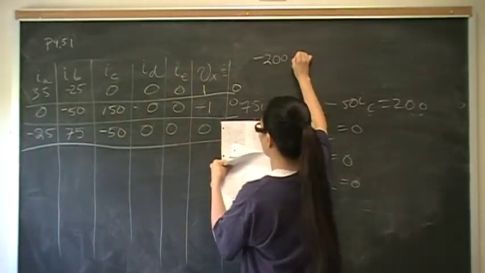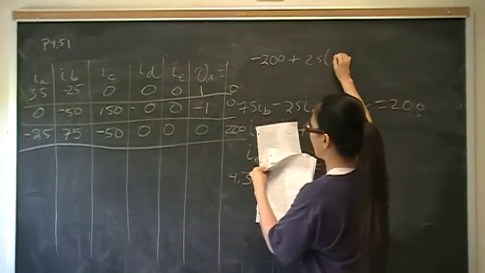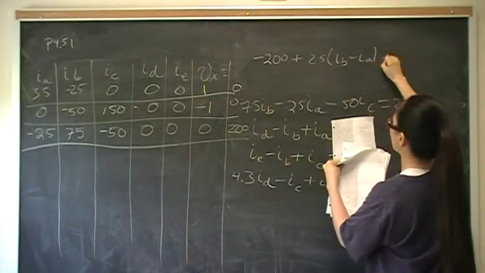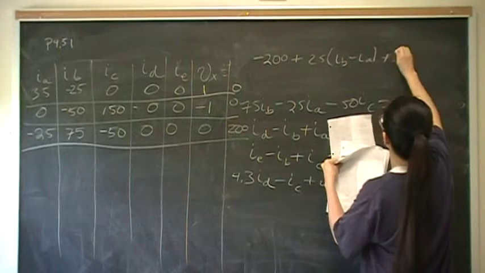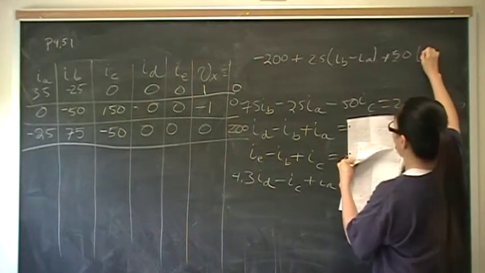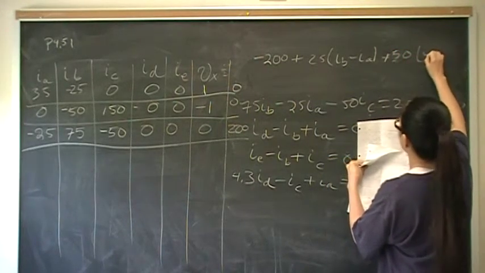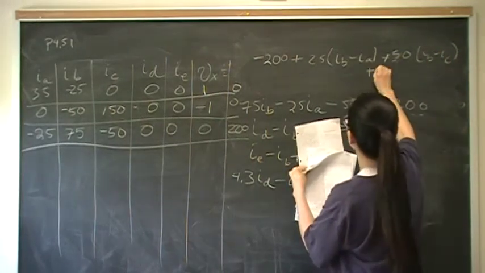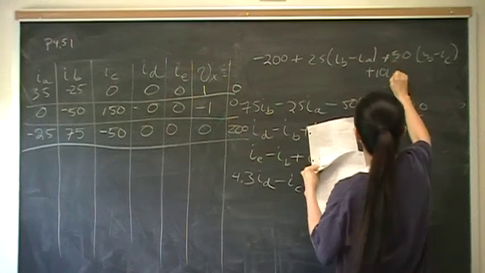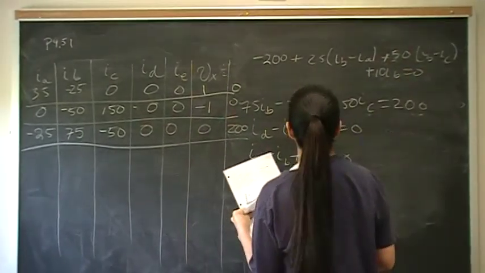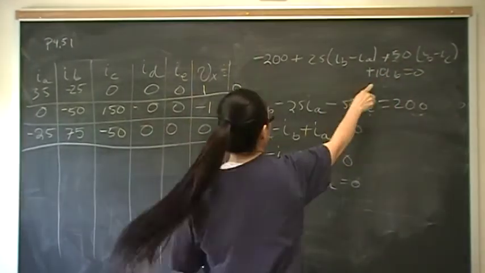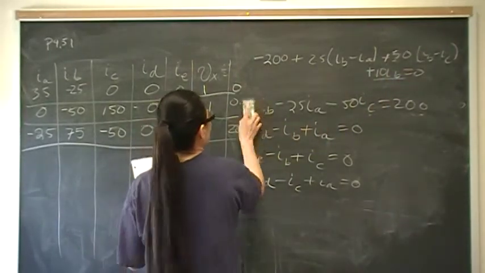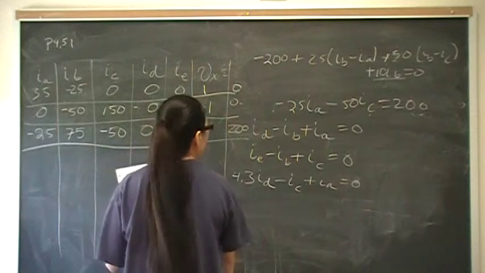Minus 200 plus 25 times IB minus IA, plus 50 times IB minus IC. Oh, I forgot the little resistor at the bottom. Plus 10 IB is equal to 0. That's what happened. I forgot the little resistor at the bottom. I forgot this one. Everything else is correct, but I forgot that one. So that would make this 85 IB. So let's just account for that.